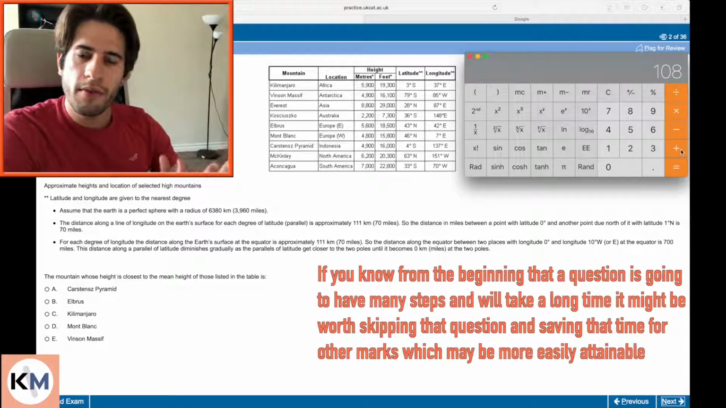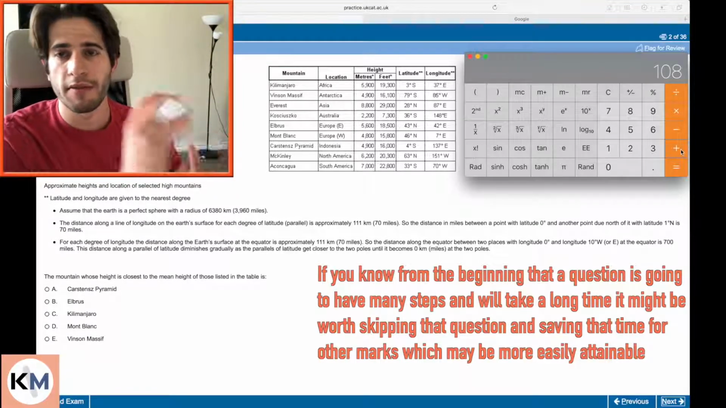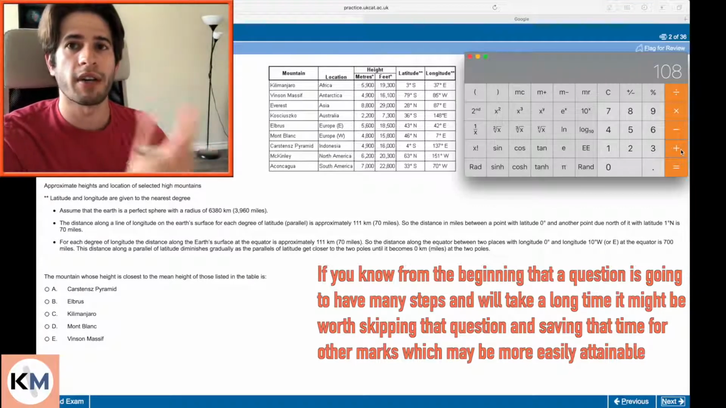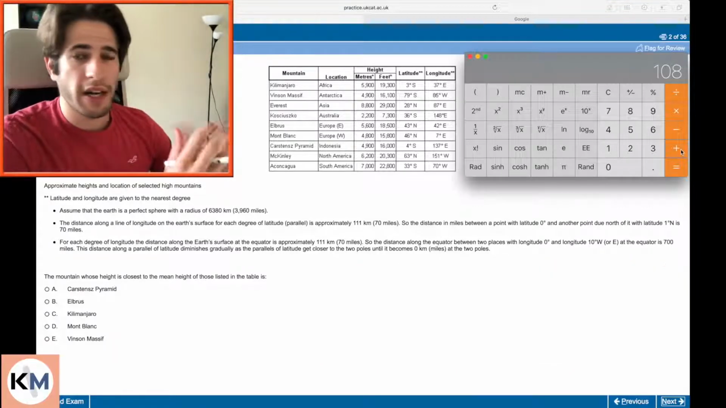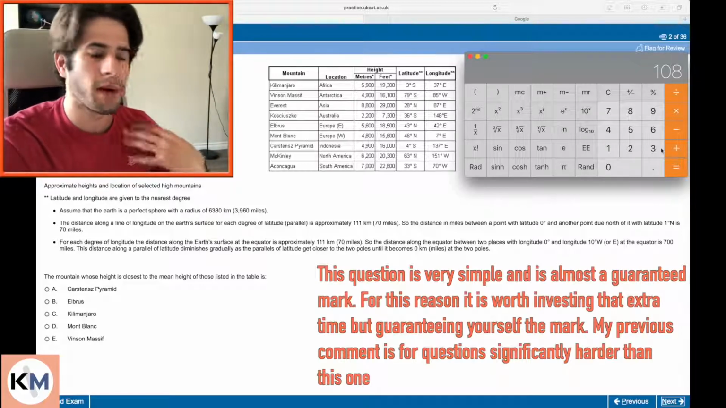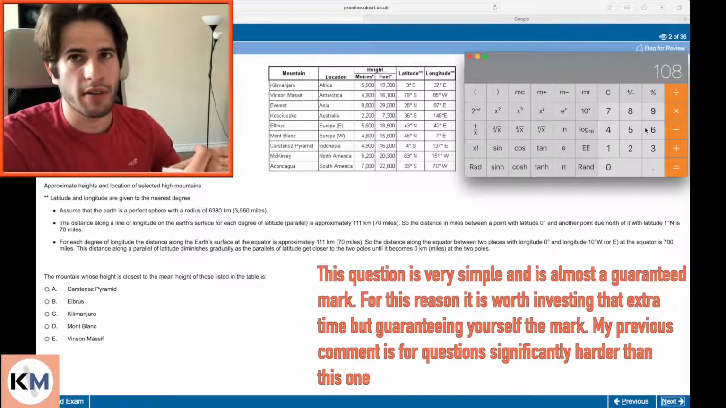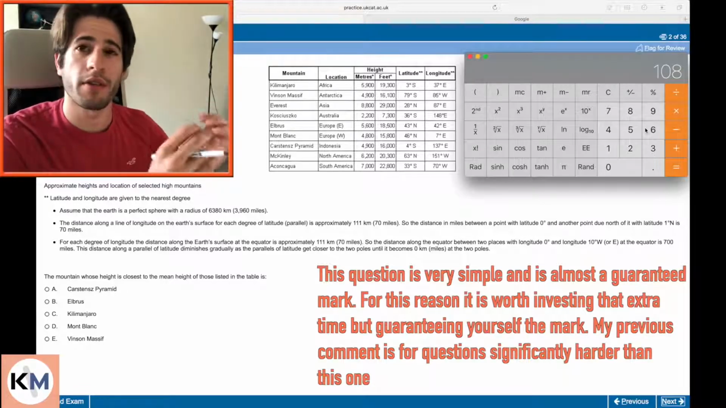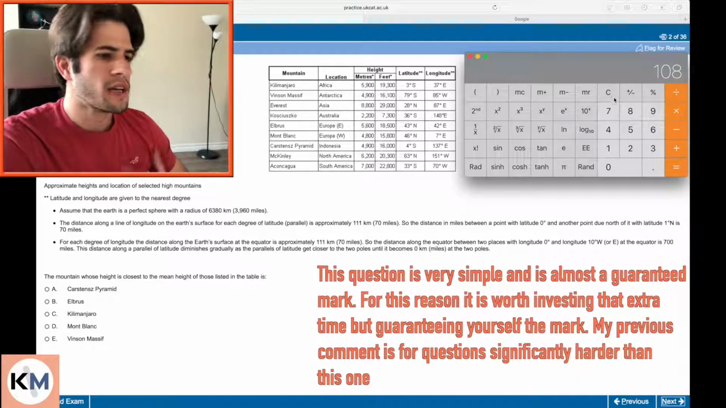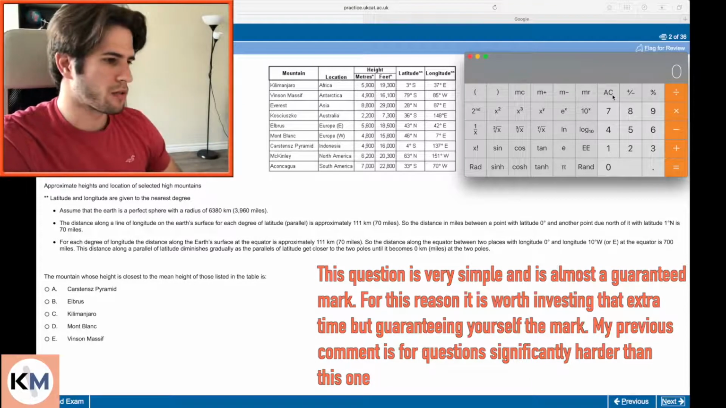So if you know from the beginning that a question is going to take a lot of time, you might want to think about skipping that question, flagging it, and coming back to it later if you have enough time. Now this question, yes, it's going to take a lot of time, but it's also very simple. It's very easy and straightforward, so I think it might be worth doing. But if you have another question that has multiple steps and you know it's going to take forever, just guess and move on. It's not worth spending that much time on one question. Since this one's easy and I know that technically I can get it right 100% of the time, I'm just going to do it as quickly as I can.